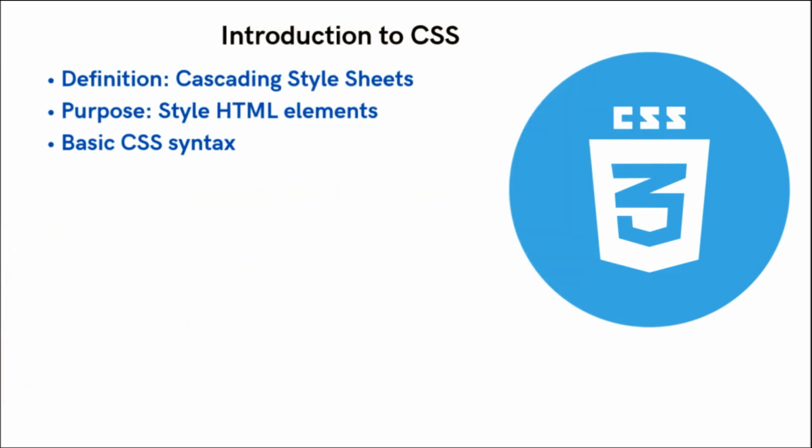Next, CSS stands for Cascading Style Sheets. It is used to style and lay out web pages. CSS allows us to control the appearance of elements like colors, fonts, spacing, and positioning. This separation of structure and style helps keep our code clean and maintainable.